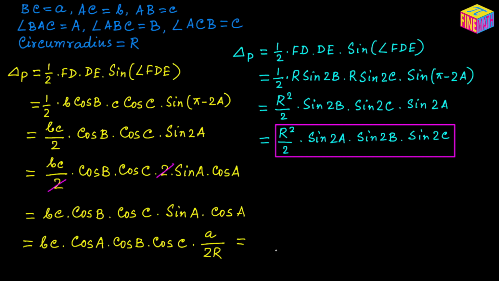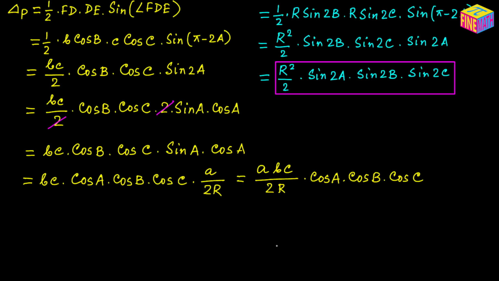So here we can say this is actually a times b times c over 2R times cosine of A times cosine of B times cosine of C. Also we know that for any triangle, area is equal to a times b times c over 4R. I have already proved that in a previous video. I have provided the link in the description. Feel free to watch that video. So we know that the area of any triangle, if we think about the original triangle here, can be written as a times b times c over 4 times R. So then in place of a times b times c over R, I am going to use 4 times delta, and that delta is the area of the original triangle.